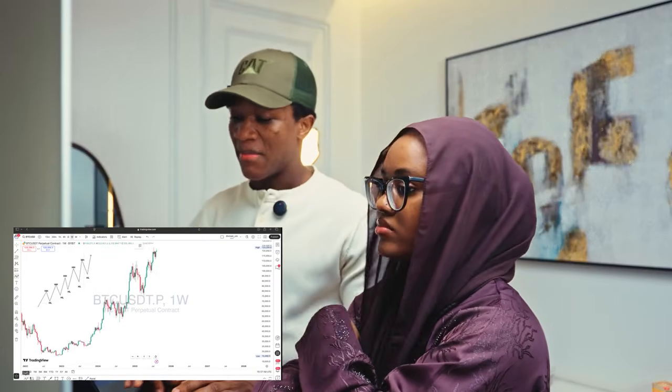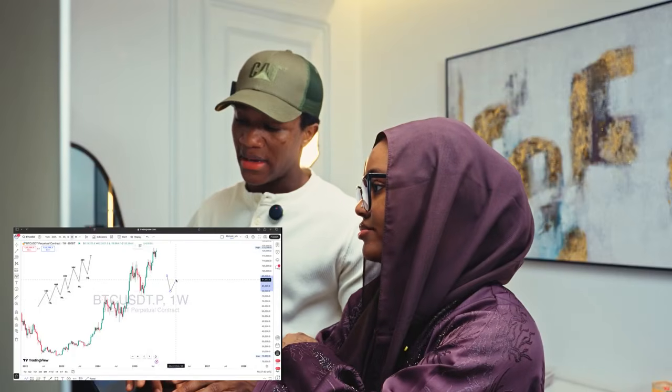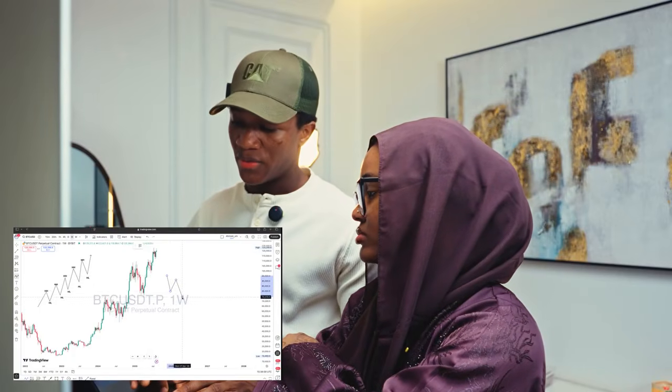Good. Now let me give you an example of the market moving in a downtrend. The market moving in a downtrend gives you something like this: lower high, lower low.